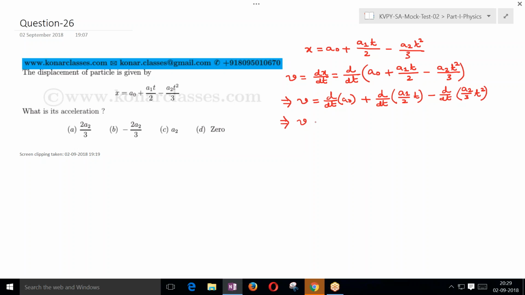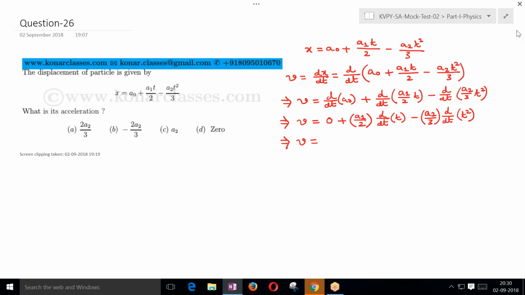So from there we get v is equal to d/dt of a0. a0 is a constant, though it is not mentioned in the question, but from the context you need to understand it is a constant. Differentiation of a constant is 0, and whenever you see some function and a constant is multiplied in the differentiation, you can take the constant out of the differentiation. That means we can write this is equal to a1 by 2 into d/dt of t minus a2 by 3 into d/dt of t square.